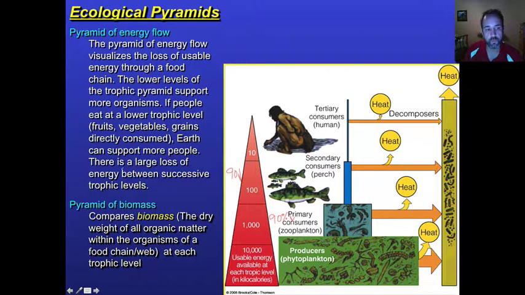Earth can support more people. There's a large loss of energy between successive trophic levels, but if everybody ate at a lower trophic level, say we were all vegetarians, the Earth could support more people because you wouldn't have to eat as much, because you would be gaining more energy from eating the plants, the producers. Plus, more producers means more CO2 scrubbing by Mother Nature.